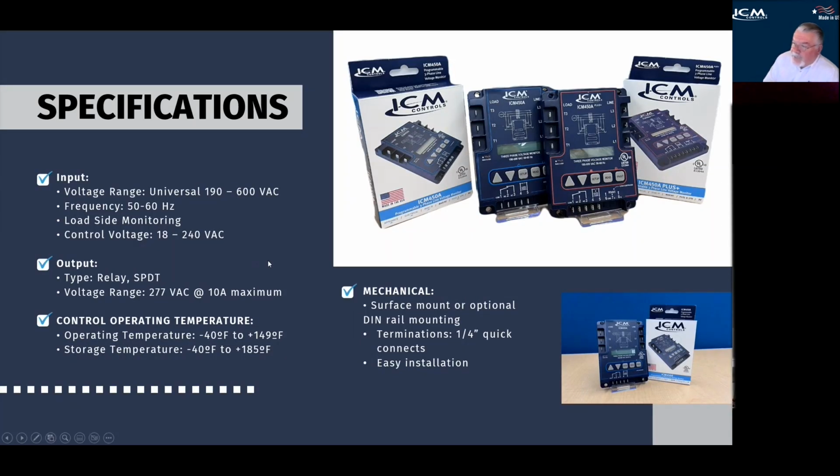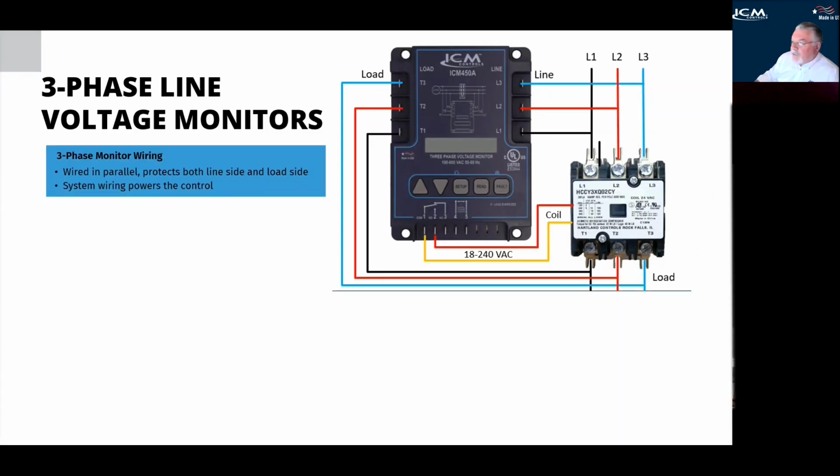So some of the specifications: wide voltage range 190 to 600, frequency of 50 or 60 hertz, load side monitoring, which is very nice. I'll explain that a little bit. Control voltage of 18 to 240 VAC, so it covers pretty much everything out there. And single pole double throw relay, and a wide range of electrical features in there. Surface mount or optional DIN rail mounting, and then those 1/4 inch spade terminals for easy connection.